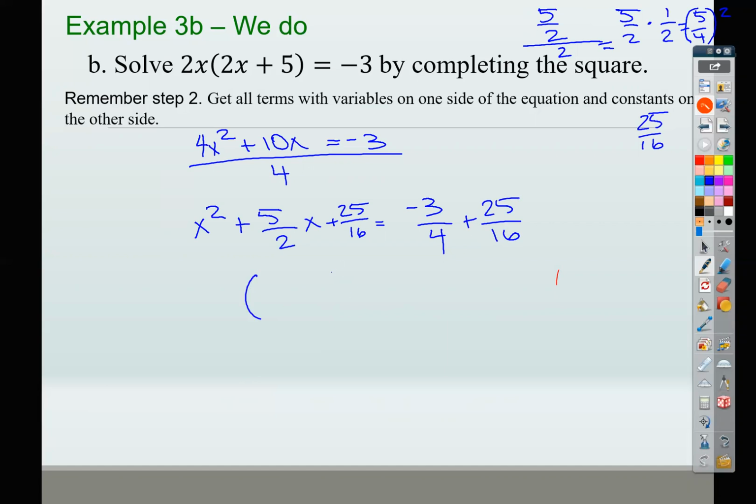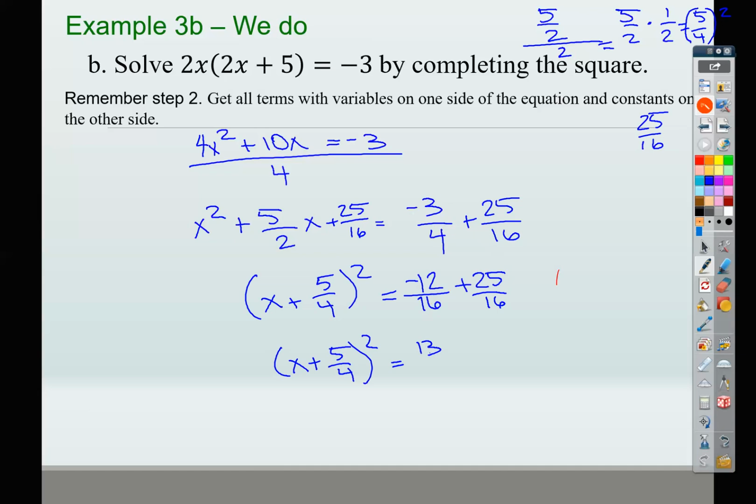So I'm going to factor this. So the square root of x squared is x, this plus sign, and then 5 and 4. Now I need a common denominator, so it's going to be 16. So if I have to multiply this denominator by 4, I have to multiply that numerator by 4. And so I would get x plus 5 over 4 squared equals 13 over 16.